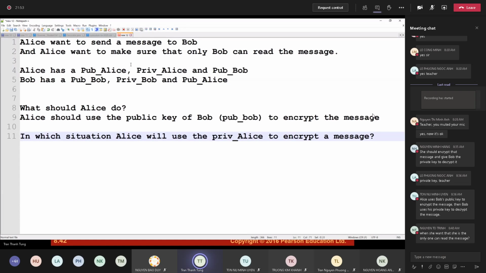So it's not true that she's the only one that can read the message. Now, actually, there is another property in security. We want to make sure that the message is written by Alice. This is what we want.